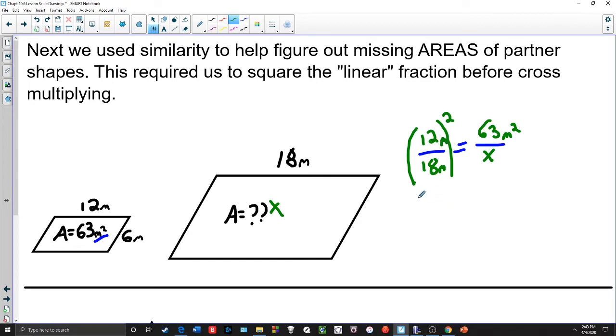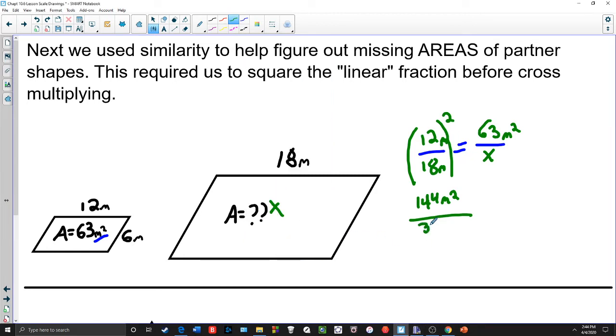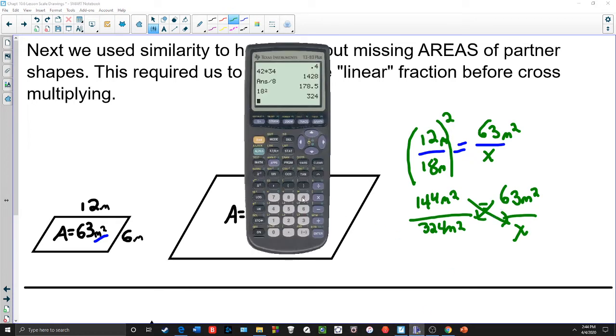So that would change this into 144 meters squared over whatever 18 squared is. So 18 squared would give me 324 meters squared. And then now I have an agreement with all my units. Everything is nice and agreeing. And so now I can go ahead and cross multiply my values. So 63 times 324 gives me 2041.2.